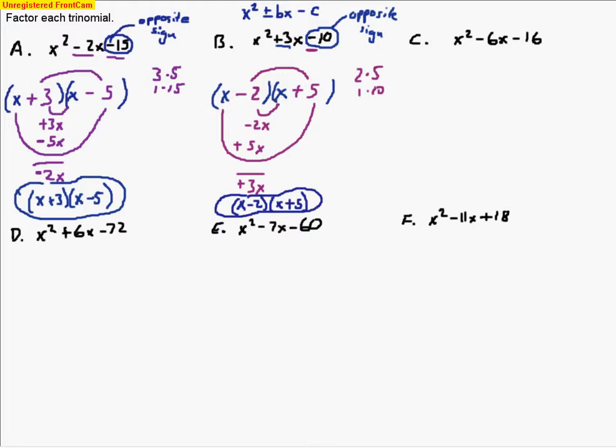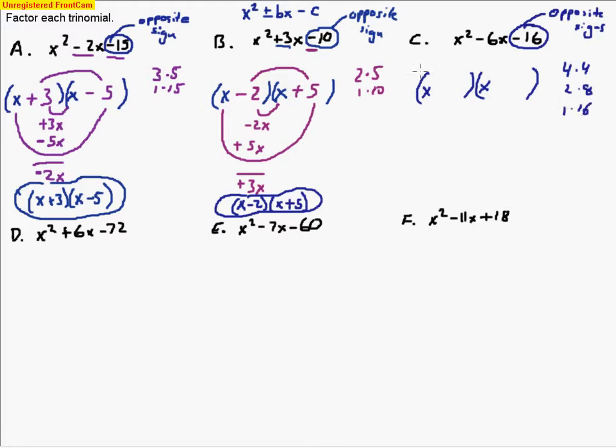Well, let's take a look at the next one here. Here we have a negative 16. So again, when you see that negative sign in front of those terms, you're always thinking of opposite signs. So let's go ahead and try doing this problem here. We're drawing two sets of parentheses, putting the x on the outside, and we go ahead and think of the numbers that multiply to make 16. Well, we've got 4 and 4, we've got 2 and 8, and we've got 1 and 16.